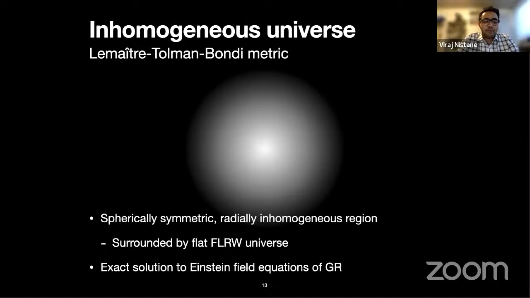As I mentioned before, we model the inhomogeneous universe using the Lemaitre-Tolman-Bondi or LTB spacetime metric, which is given by this spacetime metric. The underdense region is spherically symmetric and radially inhomogeneous, and the black region here is surrounded by the flat FLRW universe. It is also important to note here that the LTB class of models is an exact solution to Einstein's field equation of general relativity.